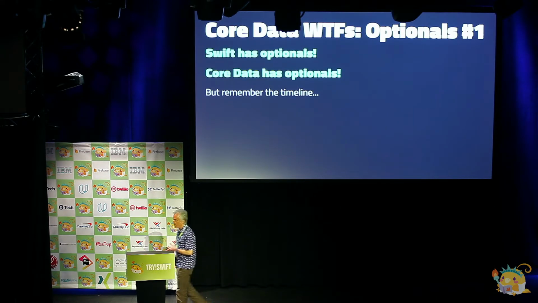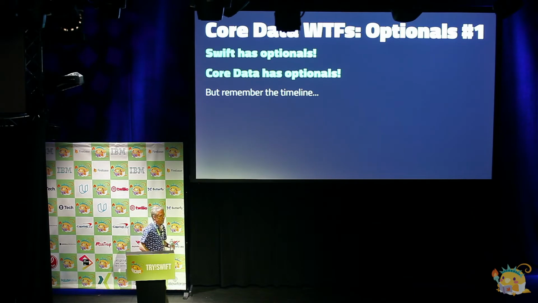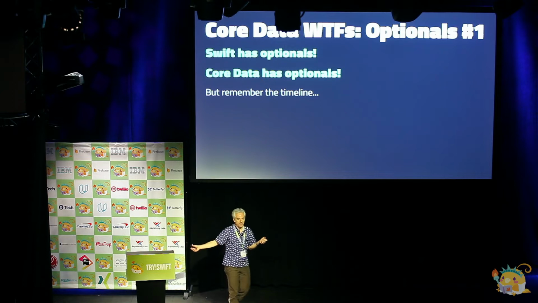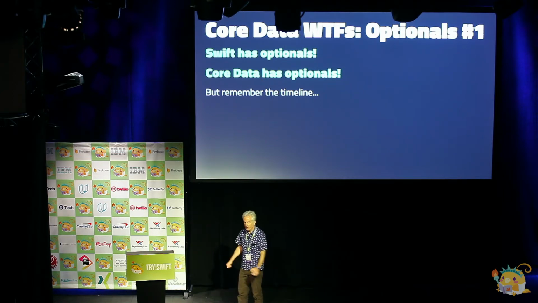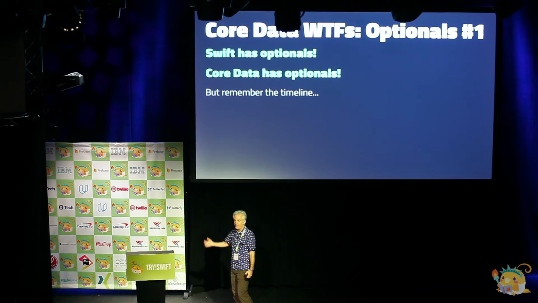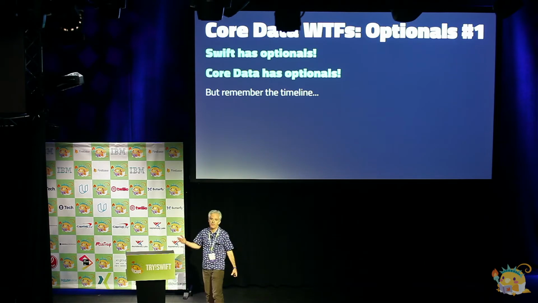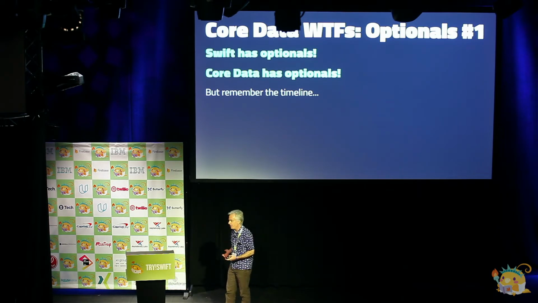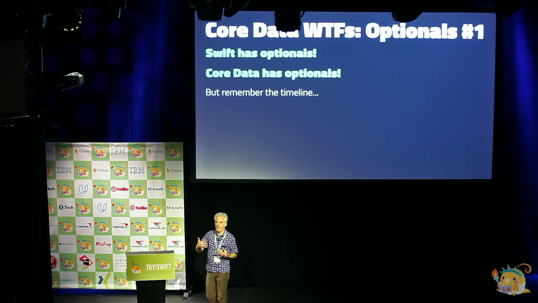So I mentioned optionals, which are the first two big WTFs. And if you look at core data in Swift, you may see, oh, Swift has optionals. Core data has optionals. Excellent, we're all set. Except, if you remember the timeline, core data is a lot older than Swift. And so its optionals were not based on Swift. In turn, Swift was not designed based on core data, so it has its own idea of optionals. So there's a conflict there in that they have two things which are both optional but in different senses.